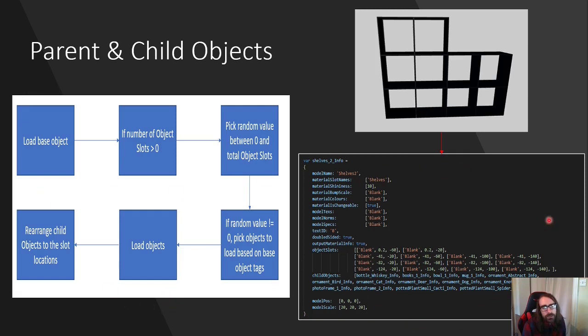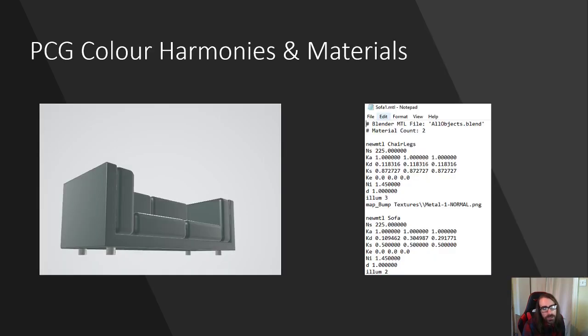So yeah, if you look at this part here, this is a setup that needs to be done for every object in the scene, where we're saying all the information we need before spawning, and then you can see here the object slots for each of these areas, and we can see the type of objects that could spawn on this particular object. And then we've got color harmonies and materials.